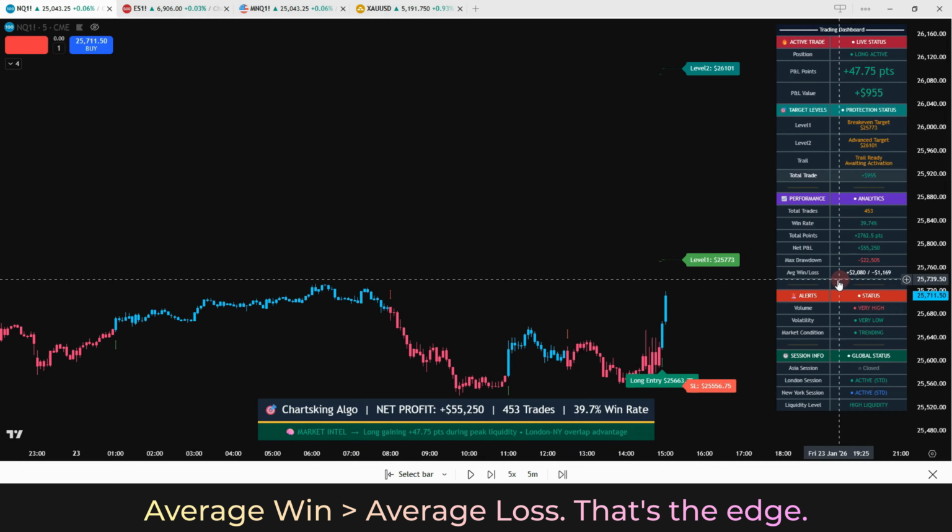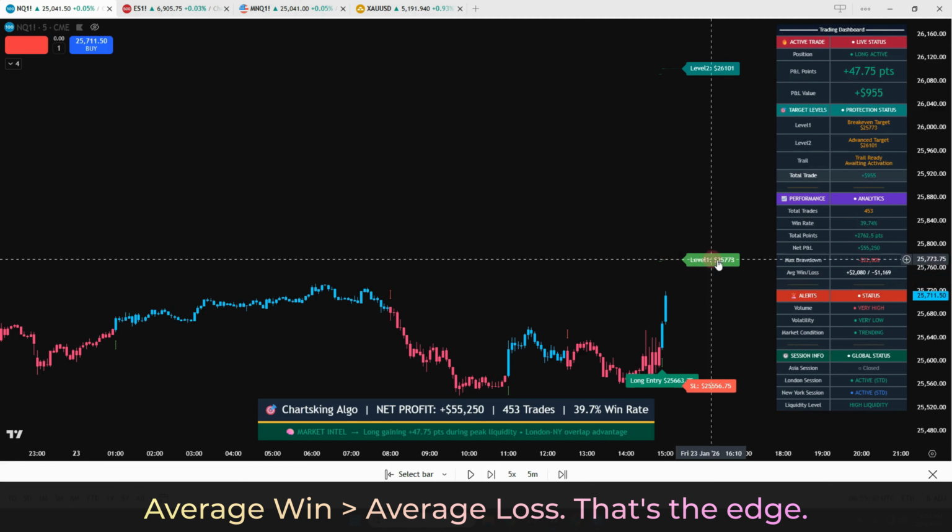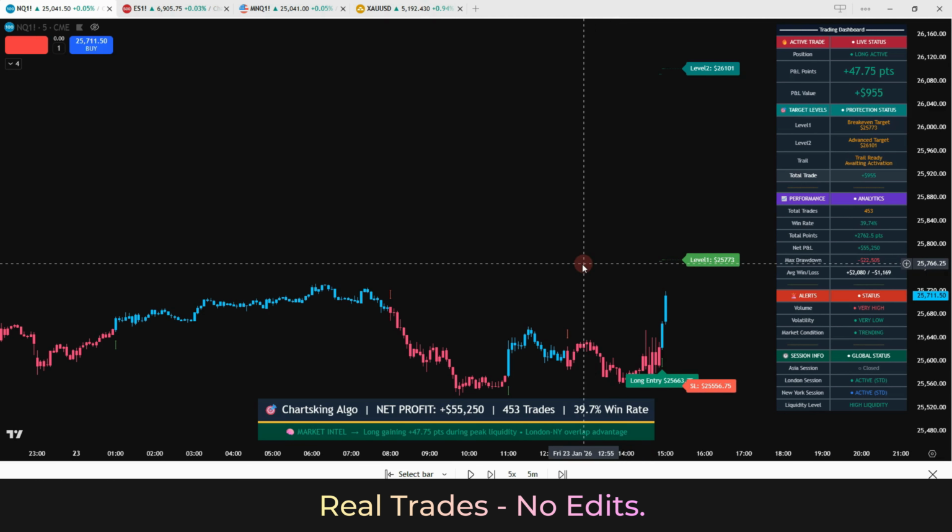We have built a skewed risk to reward ratio into the core of ChartsKing Algo. We let winners run and cut losers fast. One good trade covers multiple small losses. That's not a bug, that's the design. Okay, enough talking. Let us show you exactly what this looks like in action.